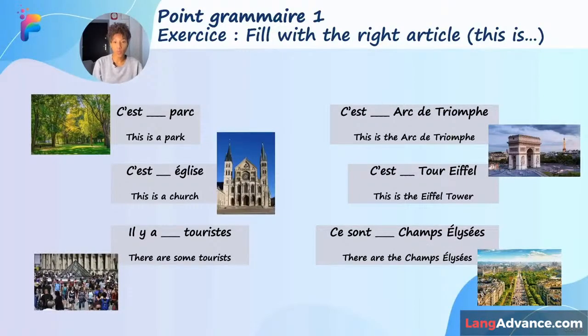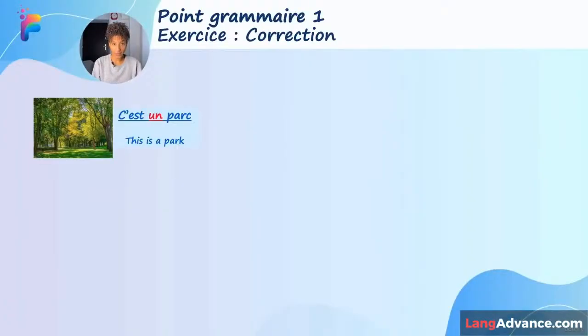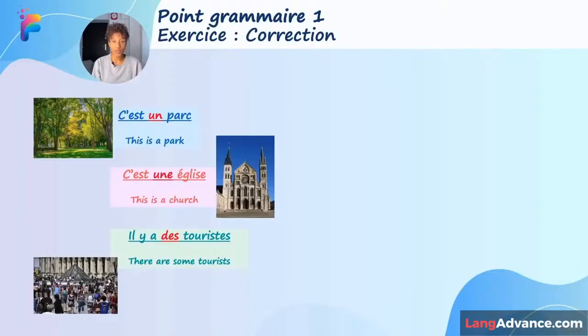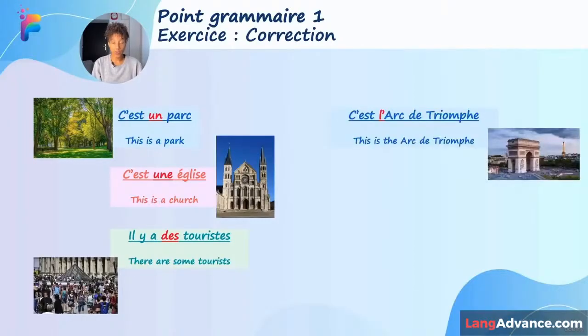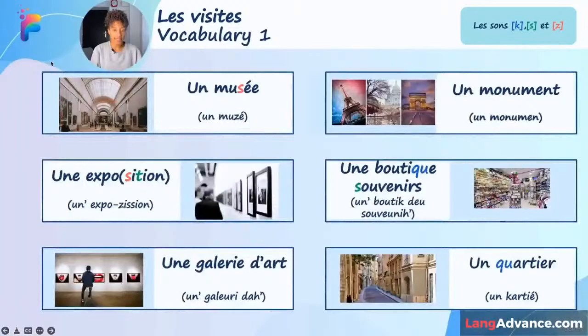So just put the video on pause and try to fill in the blank by yourself. Decide if you want to use un, une, des, or le, la, les, and l'apostrophe. Then when you're ready, launch back the video and we will do the corrections together. Correction. C'est un parc. C'est une église. Il y a des touristes. C'est l'Arc de Triomphe. C'est la Tour Eiffel. Ce sont les Champs-Élysées.